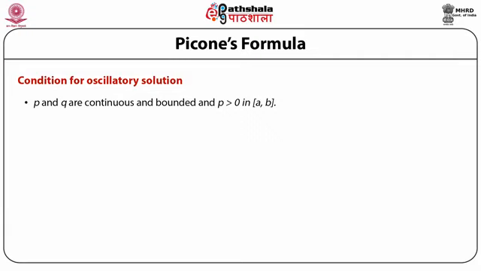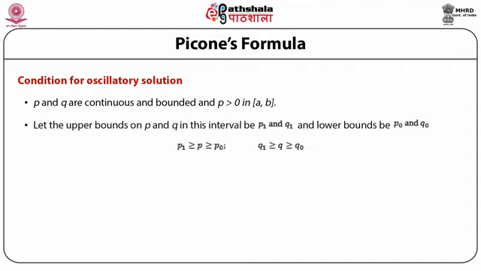The functions p and q are continuous and bounded in a to b. Also, p of x has no zero and has been taken to be positive throughout the interval a to b. Let the upper bounds on p and q in this interval be p1 and q1 and lower bounds be p0 and q0 respectively. Thus, p will be greater than or equal to p0 but less than or equal to p1. Similarly, q will be greater than or equal to q0 but less than or equal to q1.